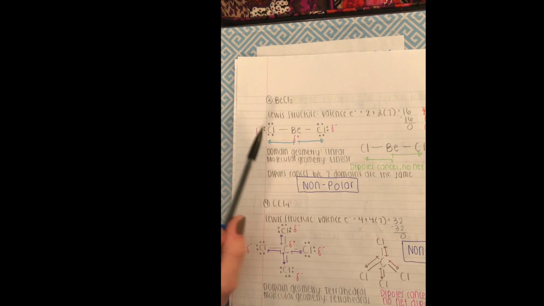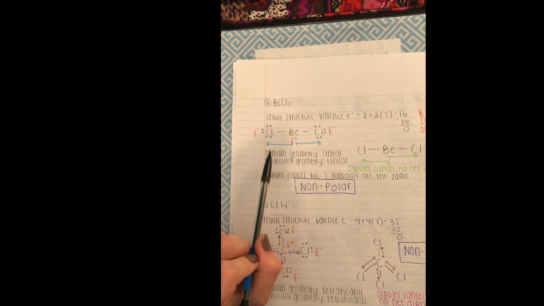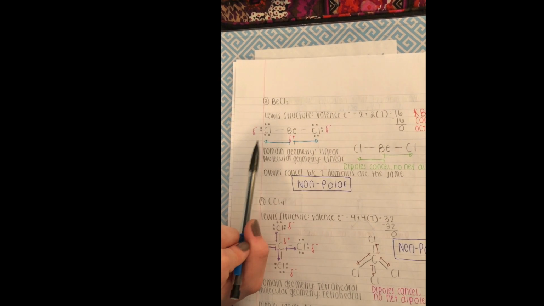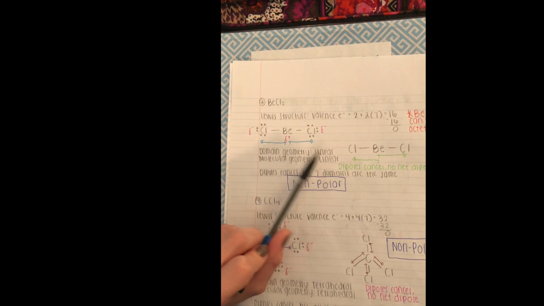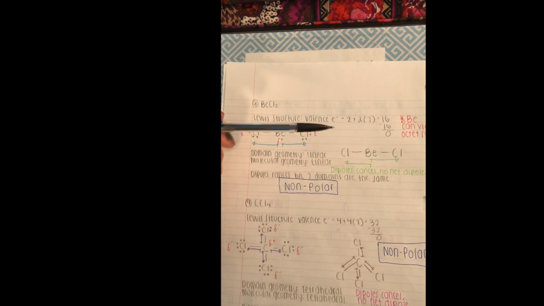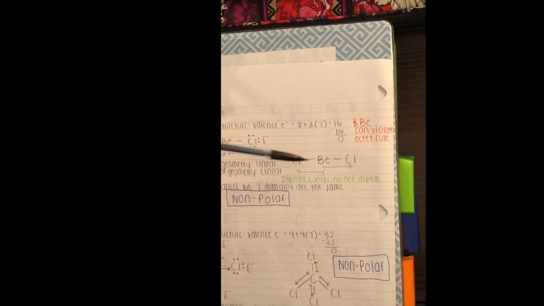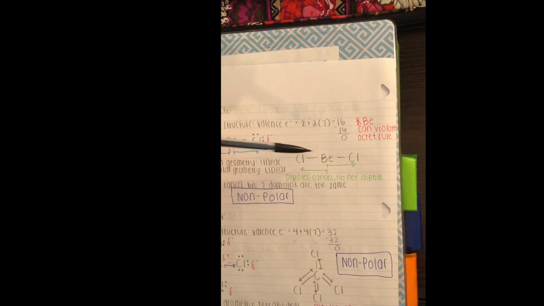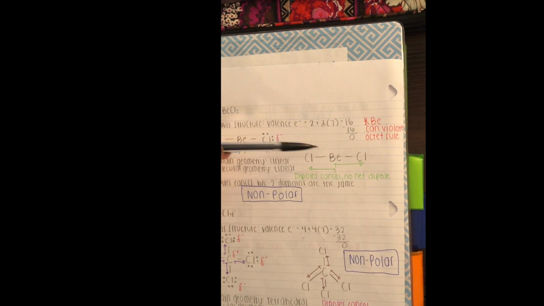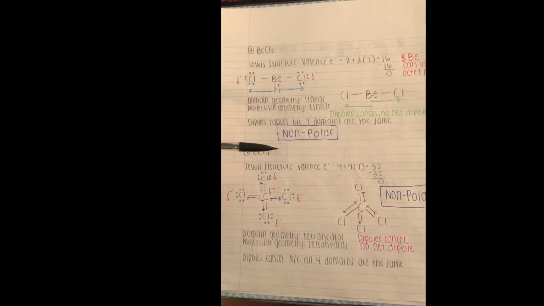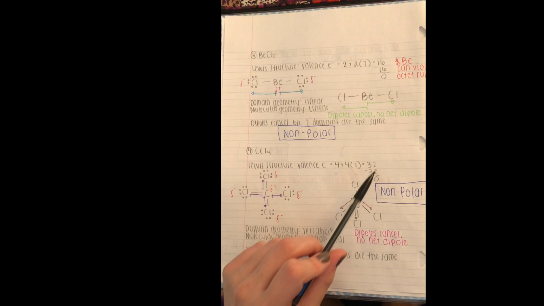We're going to count the domains, 1, 2, so its domain geometry is linear, and since it also does not have any non-bonding pairs, the molecular geometry is also linear. So we're going to come over here and draw it. The dipoles cancel, so there's no net dipole, and the dipoles cancel because the two domains are the same. So BeCl2 is nonpolar.